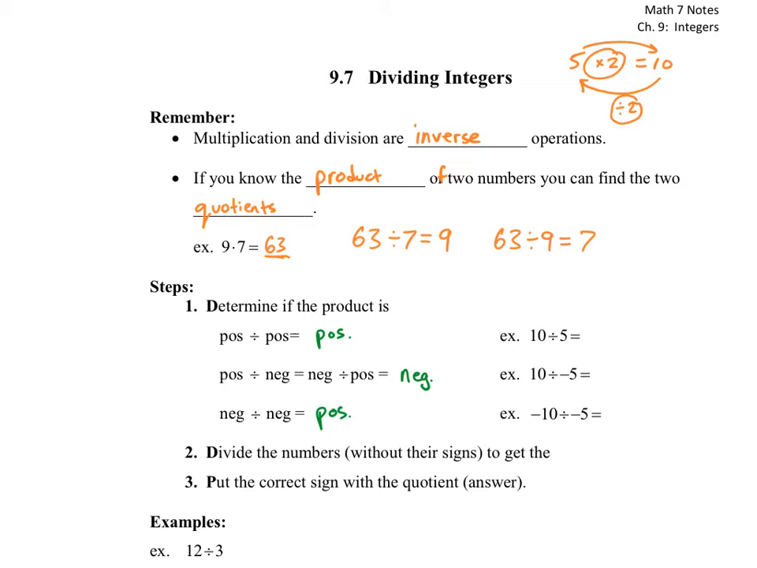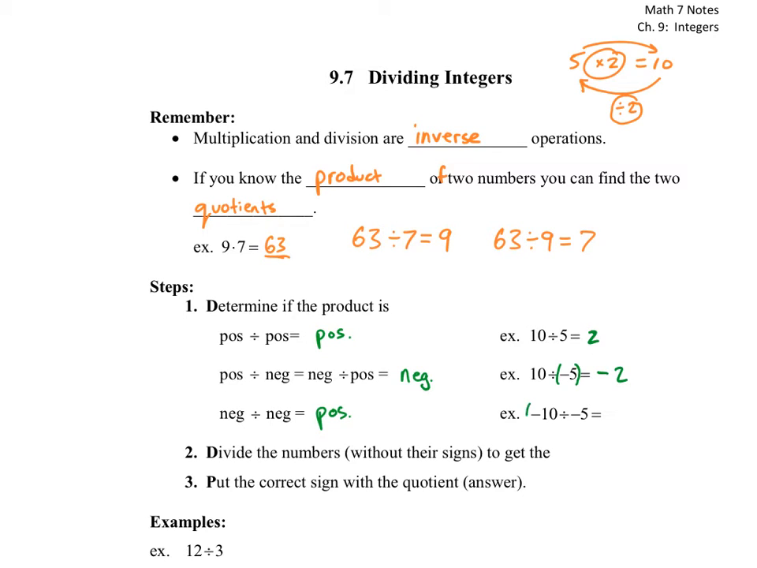So 10 divided by 5, they're both positive. So that just gives us a 2 for our final answer. 10 divided by 5 is 2. All right, this next one, I have 10 divided by a negative 5. It's not a minus sign. That's really trying to say 10 divided by a negative. Well, if I have one negative, it gives me a negative for my answer. 10 divided by 5 is 2.